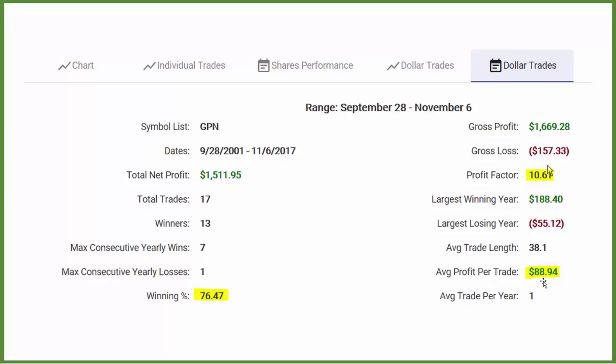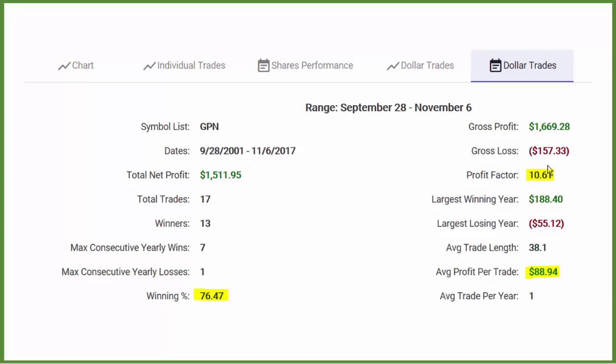So during this 1 month, GPN has moved higher almost 77% of the time. And the average return is about 8.9% per year during that 1 month time period. All of these are excellent, excellent stats. And so this is absolutely an opportunity that I'm going to consider.